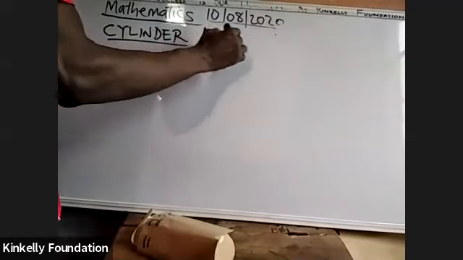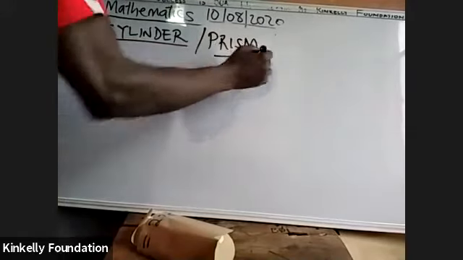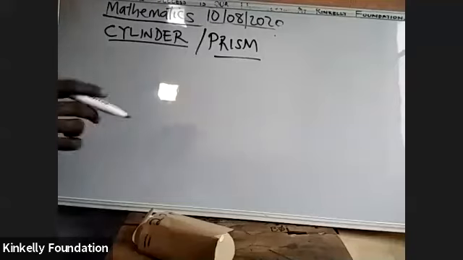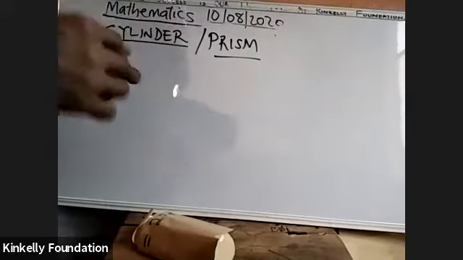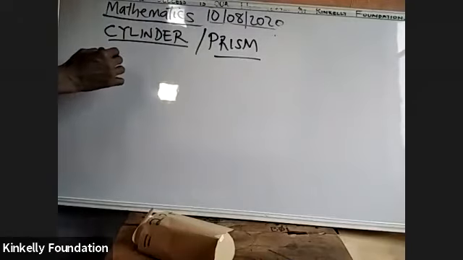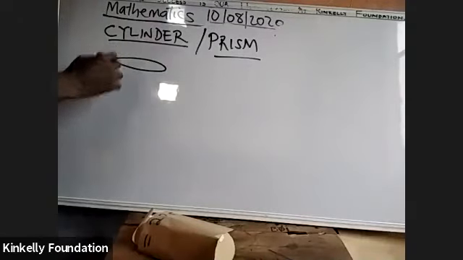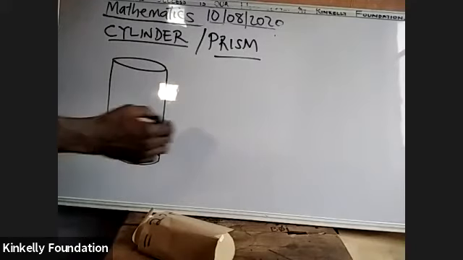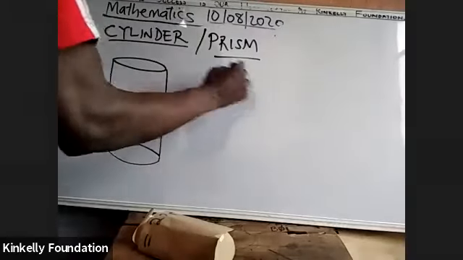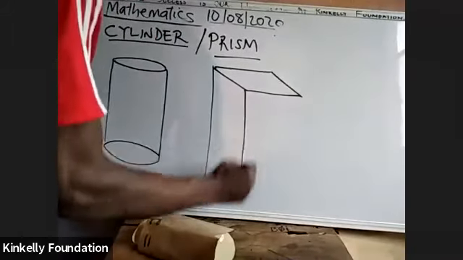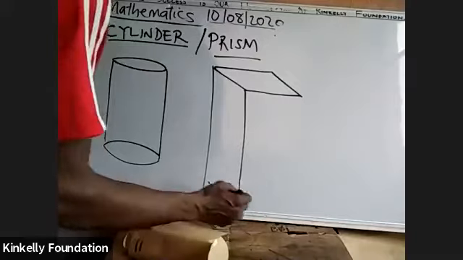There are prisms. Example of a prism. Now, a prism has what? A constant cross section. On a prism, you can have something like this. Whatever the shape could be, it continues to remain like that.